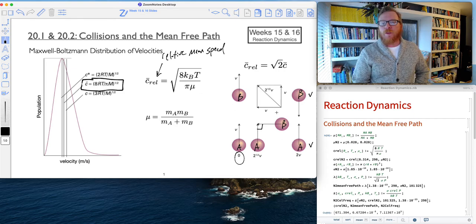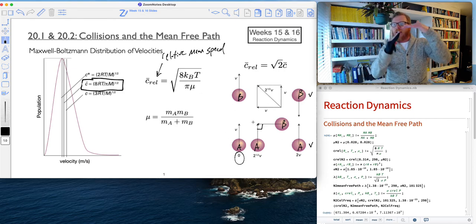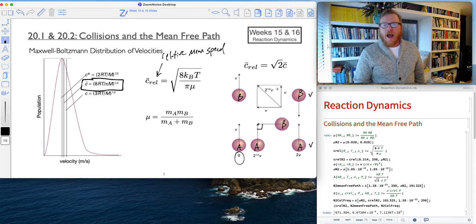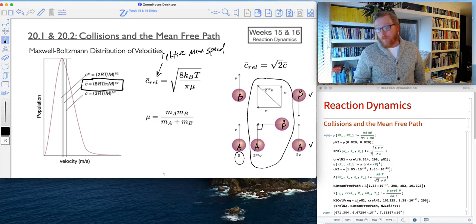If we wanted to solve for any angle in between, it gets complicated. However, this ends up being a very good mean or average representation. That's where we see this expression right here, and we're going to see it come back momentarily: the relative mean speed between any two particles is root 2 times their mean speed.